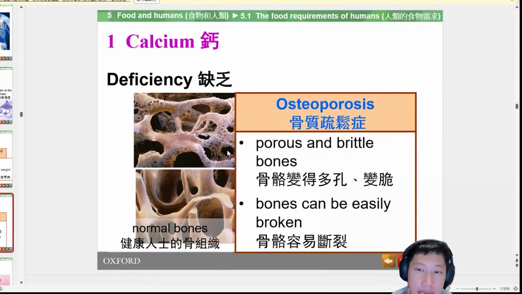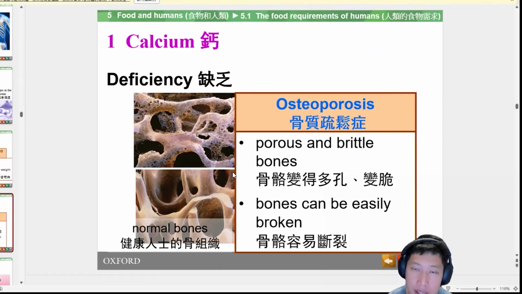Then apart from that, the bones will become porous, meaning that there are a lot of holes inside the bones. In this case, they will become brittle and will no longer easily withstand a very high weight, so they can be easily broken.